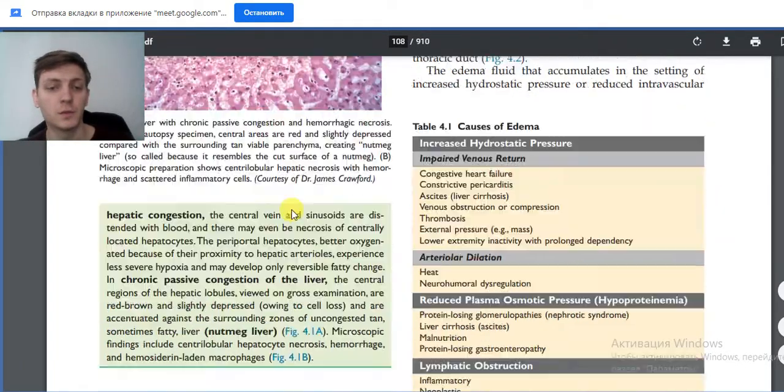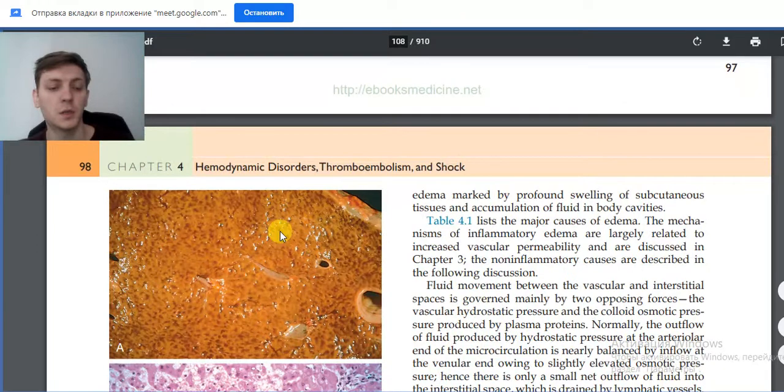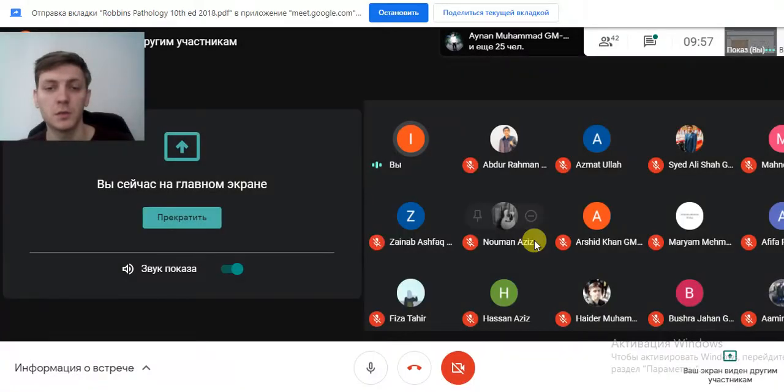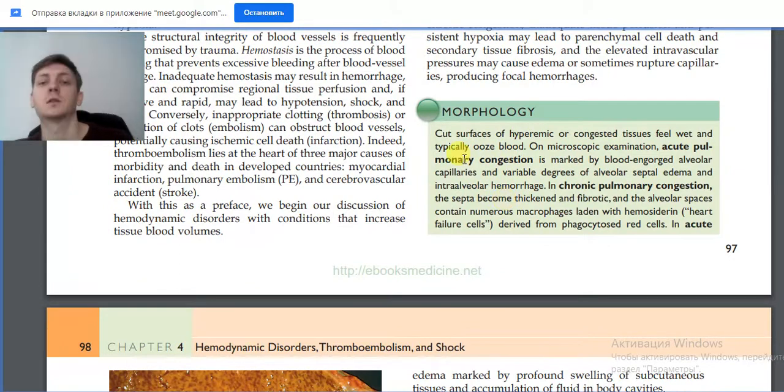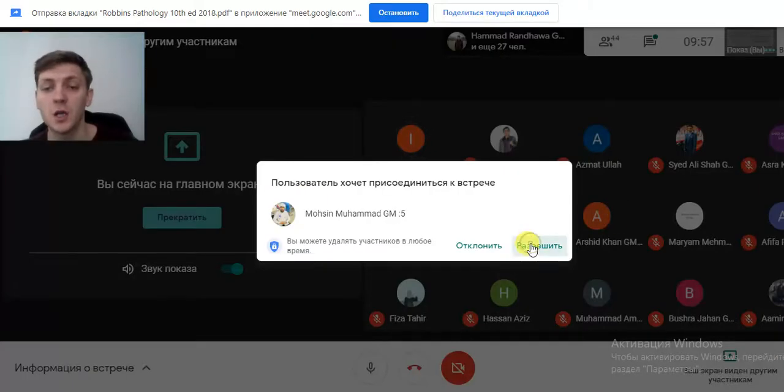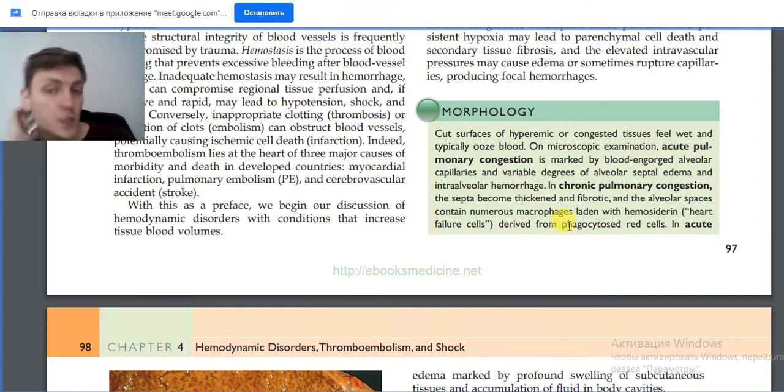Here are some events which are caused by congestion. Surfaces of hyperemic or congested tissues feel wet and typically ooze blood. On microscopic examination, acute pulmonary congestion is marked by blood-engorged alveolar capillaries and variable degrees of alveolar septal edema and intra-alveolar hemorrhage. In chronic pulmonary congestion, the septa become thickened and fibrotic, and the alveolar spaces contain numerous macrophages laden with hemosiderin.